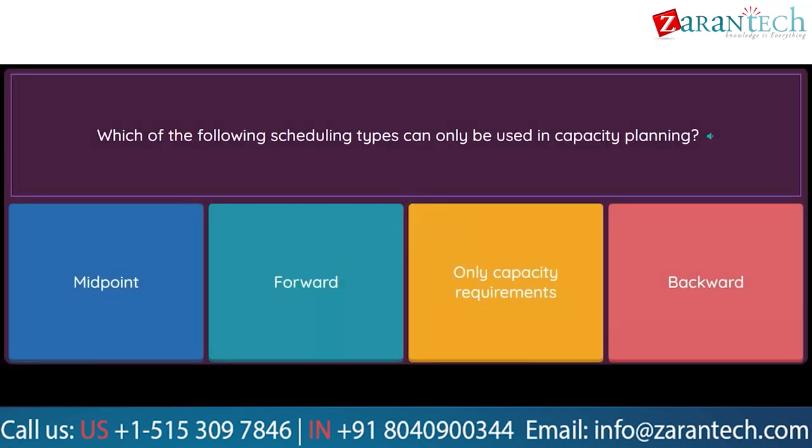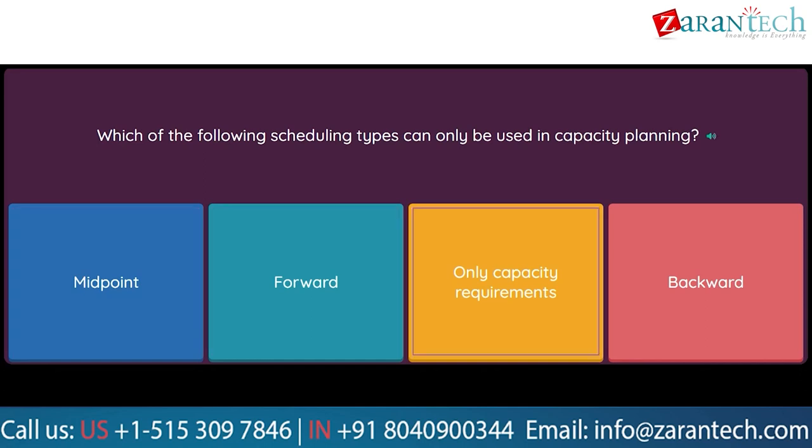Question: which of the following scheduling types can only be used in capacity planning? Option 1: midpoint. Option 2: forward. Option 3: only capacity requirements. Option 4: backward.